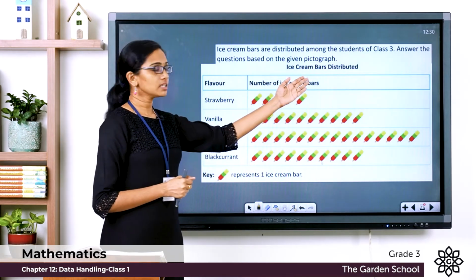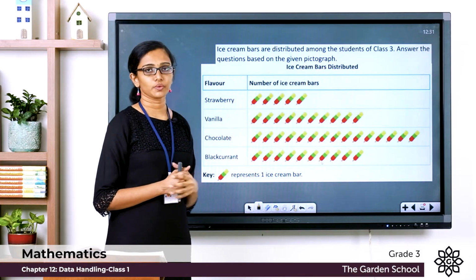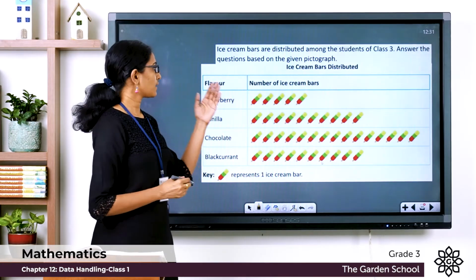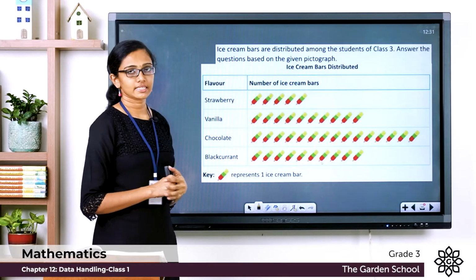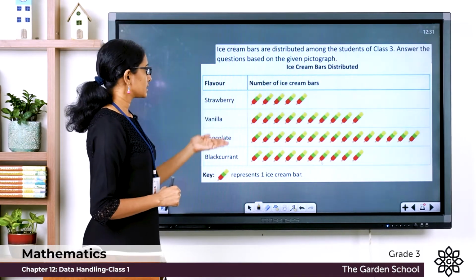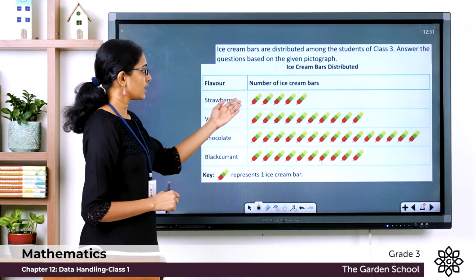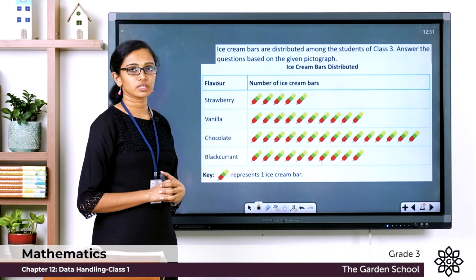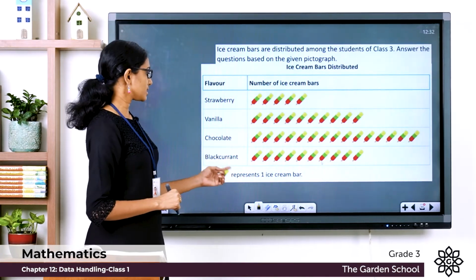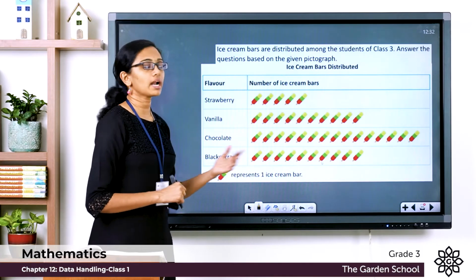You have a title. The title is Ice Cream Bars Distributed. Then you have the labels, flavor and number of ice cream bars, and you can see the different flavors are labeled here, and you can also see the symbols used here. The key here is described as one symbol represents one ice cream bar.